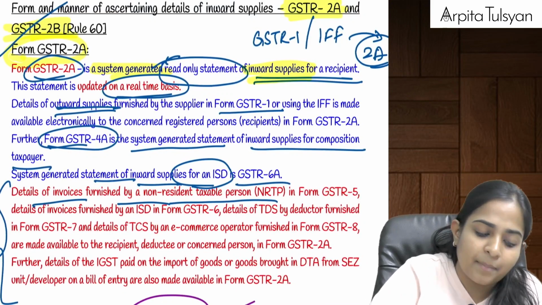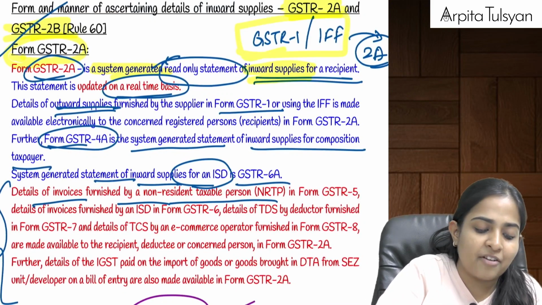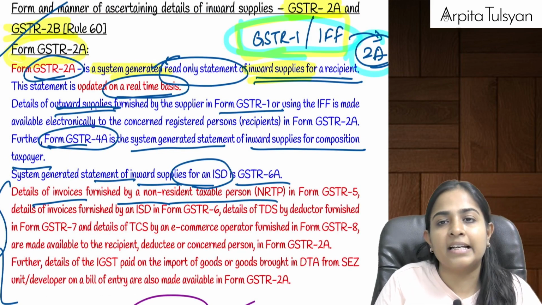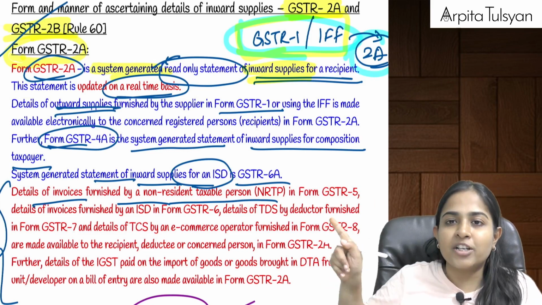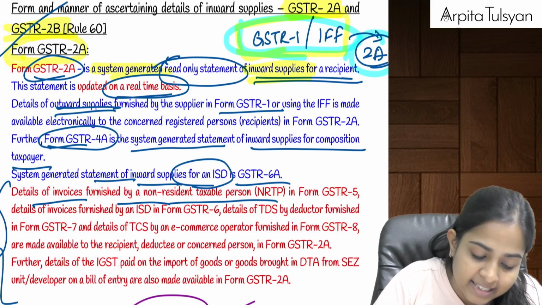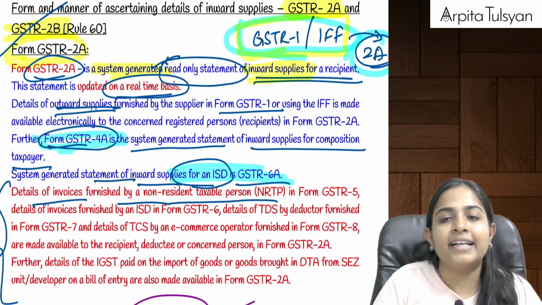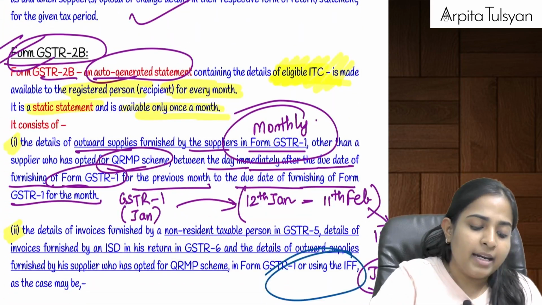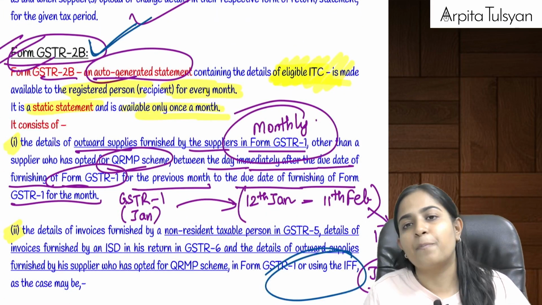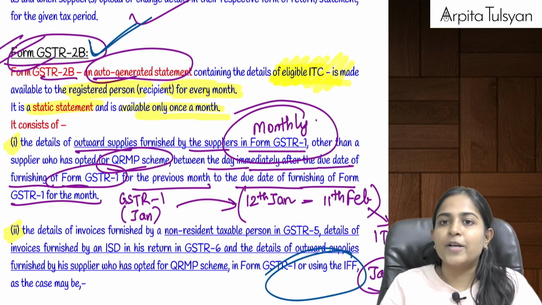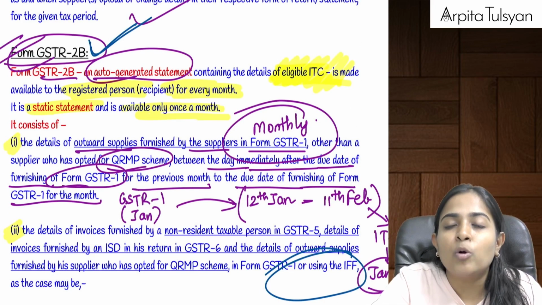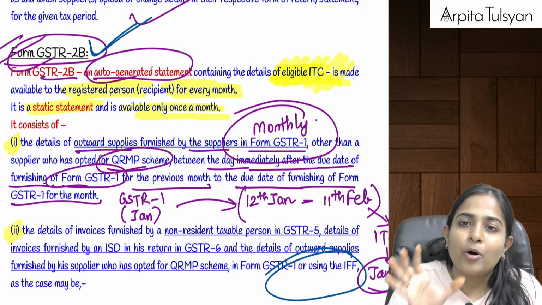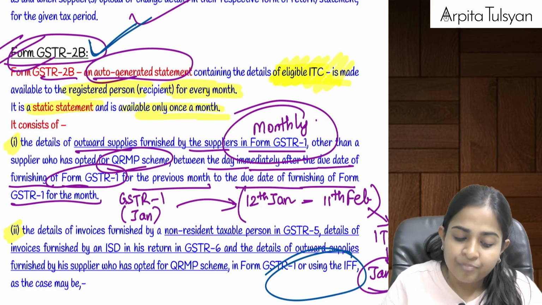Once a supplier furnishes GSTR1 or IFF, the data gets reflected in our GSTR 2A. For a composition dealer, the data gets reflected for him in GSTR 4A. For an ISD, the data gets reflected in his GSTR 6A. Are you clear with this? Now listen, GSTR 2B plays a very special role, because whatever amount of input tax credit is available in your GSTR 2B, only that much amount of credit can be availed by you. Are you clear with this?